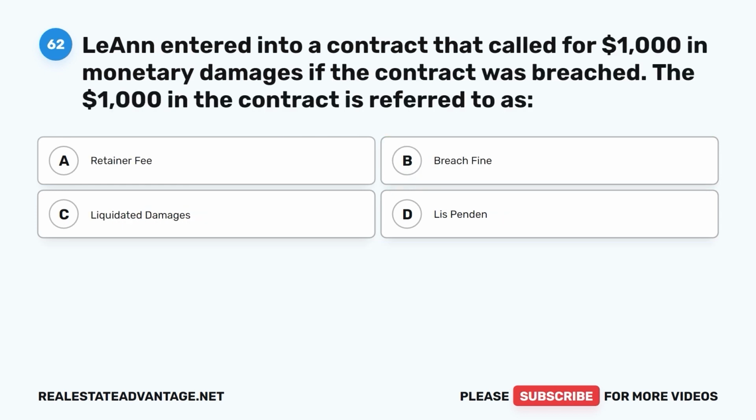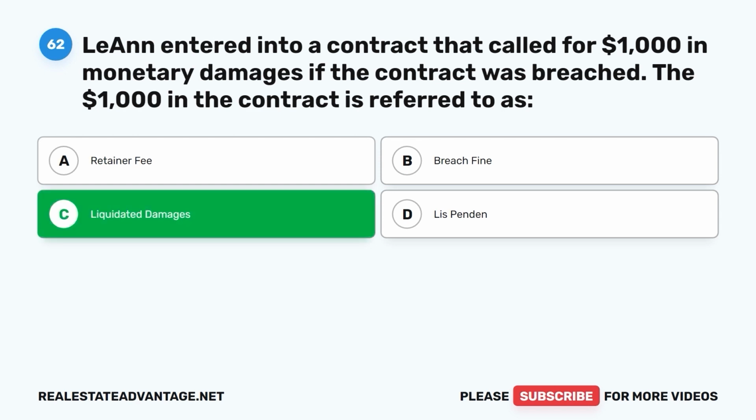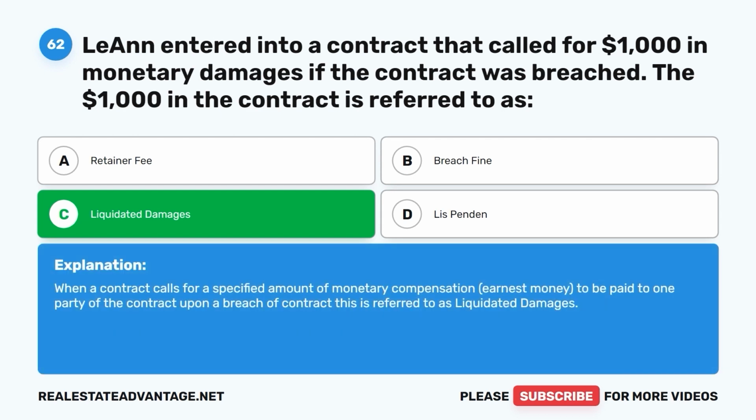Question 62. Leanne entered into a contract that called for $1,000 in monetary damages if the contract was breached. The $1,000 in the contract is referred to as A. Retainer fee. B. Breach fine. C. Liquidated damages. D. Lis pendens. The correct answer is C. Liquidated damages. When a contract calls for a specified amount of monetary compensation, earnest money, to be paid to one party of the contract upon a breach of contract, this is referred to as liquidated damages.